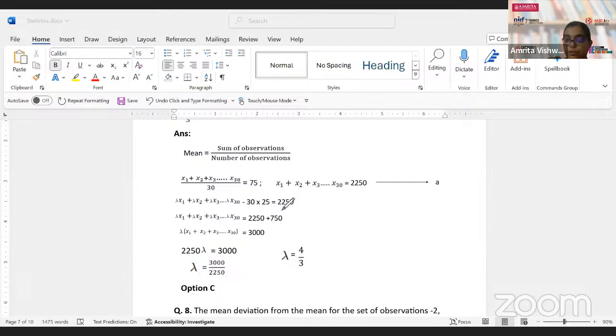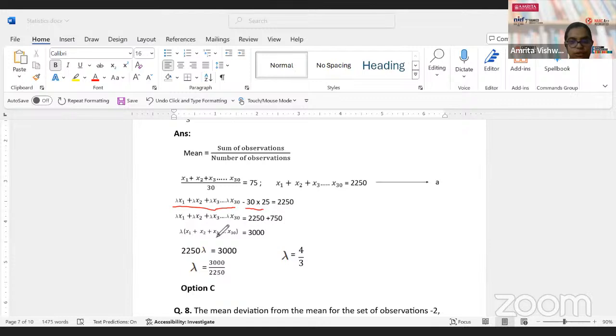Now, the next part the question does is multiplying a lambda with all of them and also subtracting a 25 from all the 30 observations. So it will be something like the total 30 into 25. So I'll be able to rewrite this as lambda into x1 plus lambda into x2 plus etc. lambda x30 minus 30 into 25. I can just add it here. So it becomes lambda into x1, x2, etc. up to x30 equal to 3000.